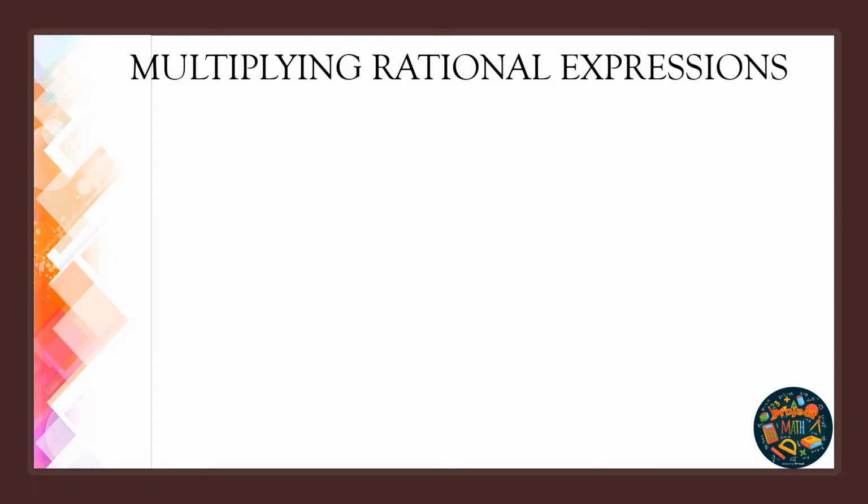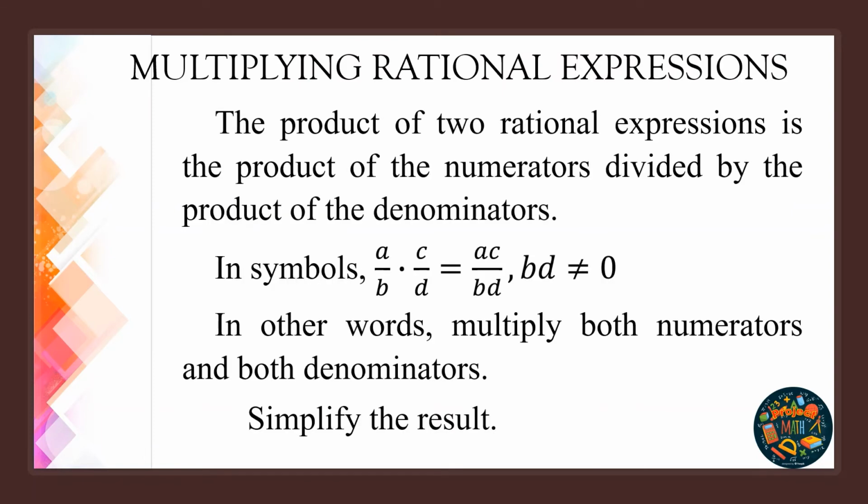In multiplying rational algebraic expressions, the product of two rational expressions is the product of the numerators divided by the product of the denominators. In other words, multiply both numerators and both denominators, then simplify the result. Kagaya ng ginawa natin sa fractions kanina. So, in symbols, we can represent it as a over b multiplied by c over d will be equal to a times c is ac, b times d is bd, wherein bd must not be equal to 0. If in case that bd is equal to 0, then the expression will become undefined.